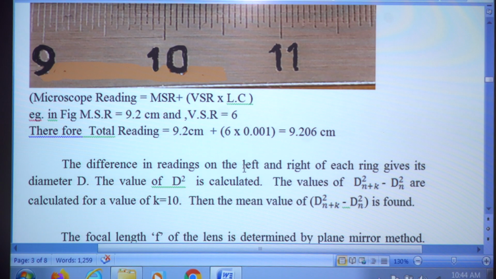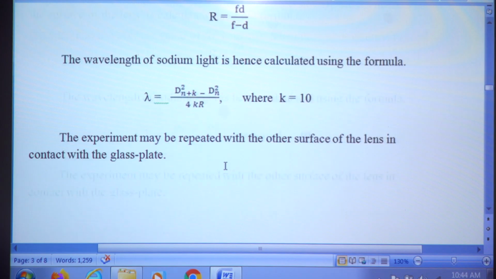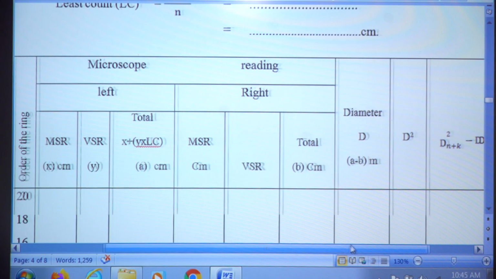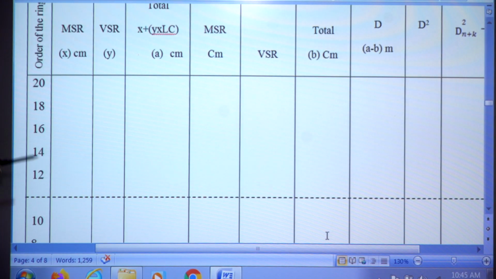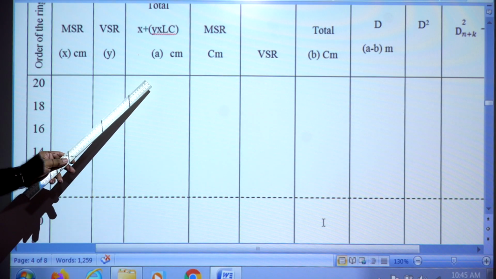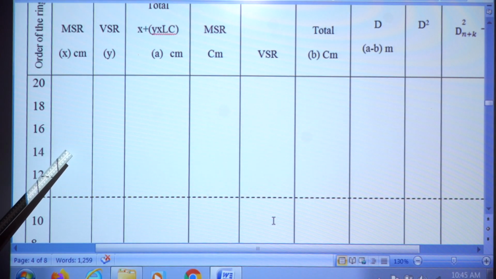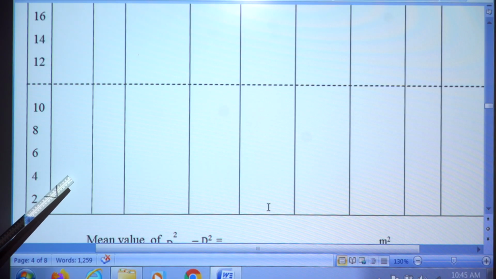So we obtain the readings corresponding to all the rings on the left and right. We have the tabular column that we use to find the diameter. Now we start from the 20th ring: MSR, VSR and the total are calculated. Then for the 18th, 16th, 14th, 12th, 10, 8, 6, 4 and 2 of the left side, the readings are completed.